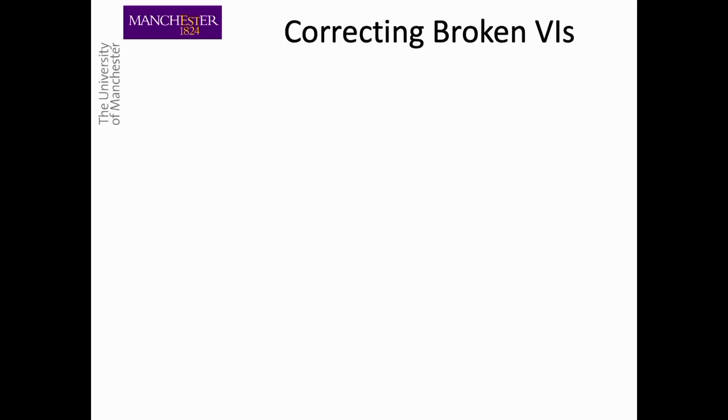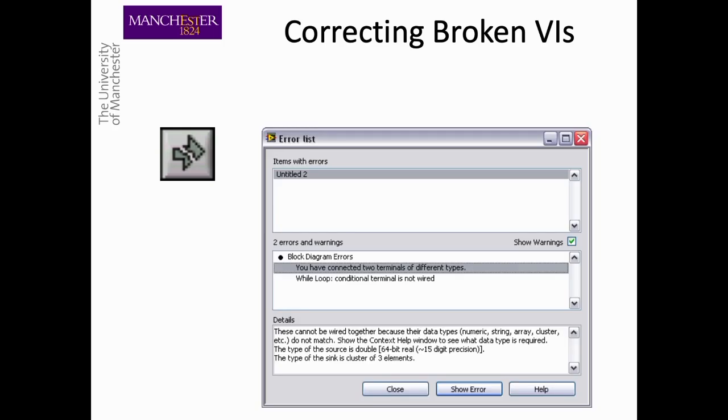Let's look at debugging programs then. So how do we fix broken VIs? As we said in our last lecture that we had the other week, when I want to run my program, I click the little white arrow at the top of my VI. If the arrow looks like that, a broken arrow, that means there's an error in the code, and my VI isn't going to run. When I click on that, a little window opens up, and that window tells me what the errors are. If you double click on each of them, it will show you where in your code the error is.